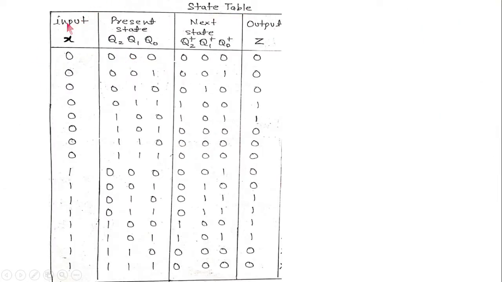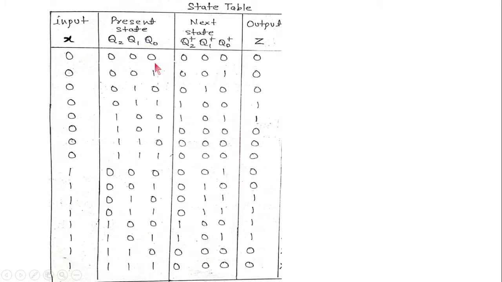Now come to the state table. Here we have the input section, and here we have the present state. What is the meaning of 000? It represents state 0. What is the meaning of 001? State 1. What is the meaning of 010? State 2. What is the meaning of 011? State 3. 100 is state 4, 101 is state 5, 110 is state 6, 111 is state 7. Okay, this represents the state.